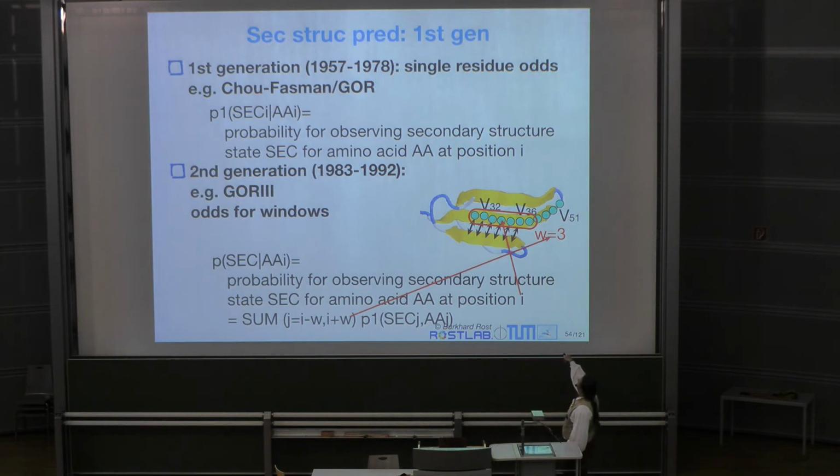Now we get a pure probability, but now we have two things. We have the central residue, and we ask what's the probability of this residue being in the helix given that 3 to the right and 3 to the left, we see these other 6 amino acids. So it's a conditional probability, conditioned upon my environment.